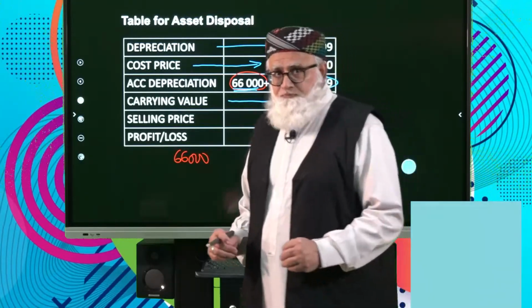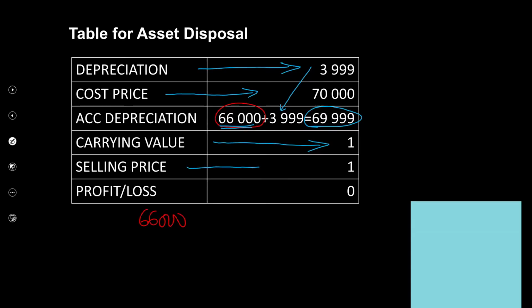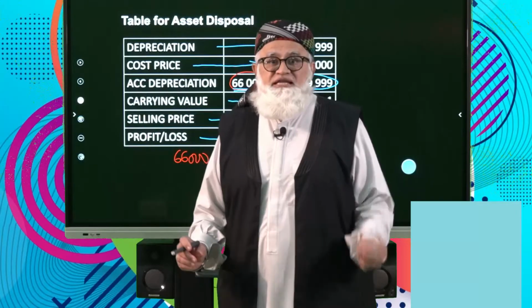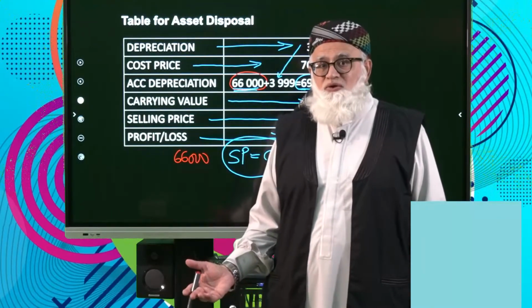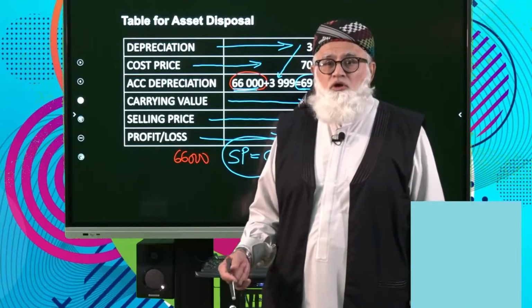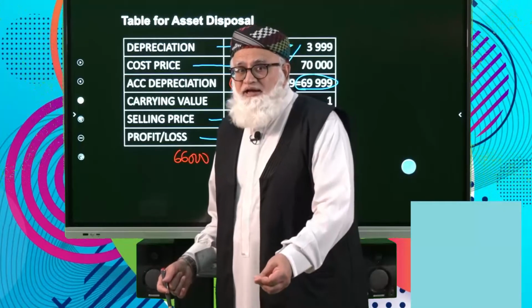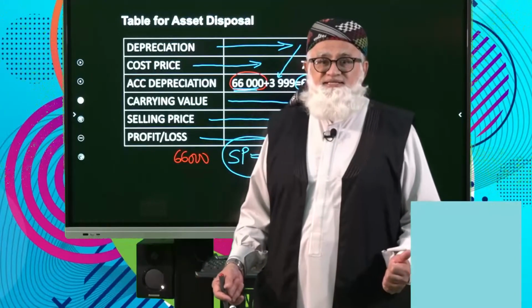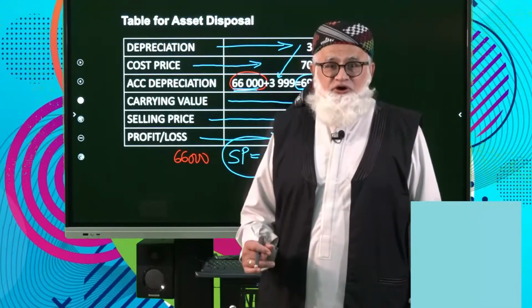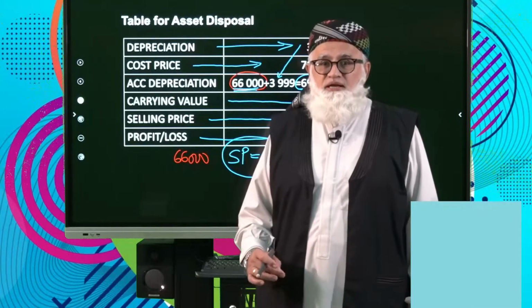Now, our selling price: we're donating it to the local children's home, so you're going to donate it at 1 Rand, and therefore you will notice that your selling price is equal to your carrying value. Meaning what? When your selling price is equal to your carrying value, you have neither made a profit nor a loss. Always remember the rule. When your selling price is greater than your carrying value, you're making a profit on sale of asset. When your selling price is less than your carrying value, you're making a loss on sale of asset.